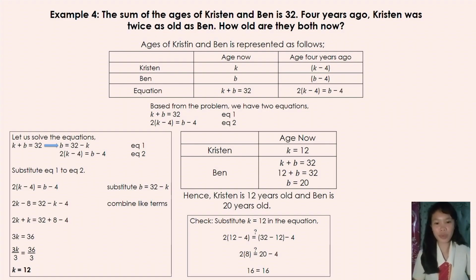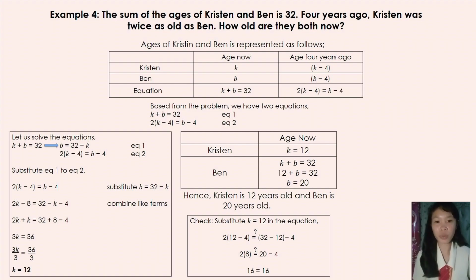So let us solve the equation. K plus B is equals to 32 is the same as B equals 32 minus K for equation 1, and for equation 2, 2 times quantity K minus 4 is equals to B minus 4. So we will substitute equation 1 to equation 2. So 2K minus 8 equals 32 minus K minus 4. So we will combine similar terms. 2K plus K is equals to 32 plus 8 minus 4. So it will be 3K is equals to 36.